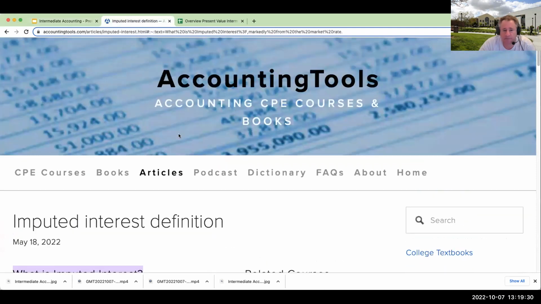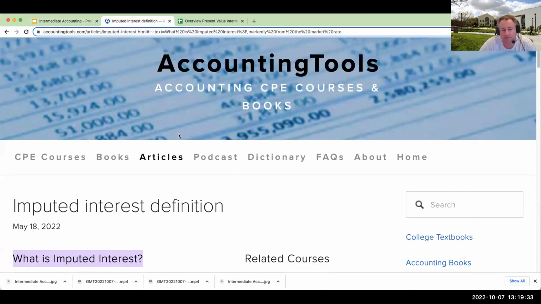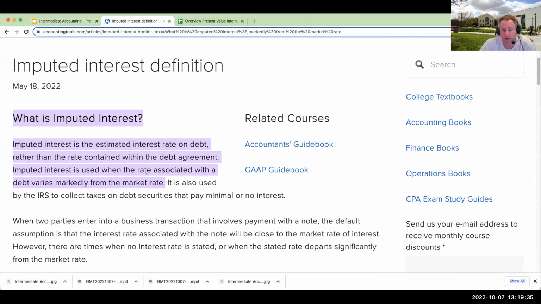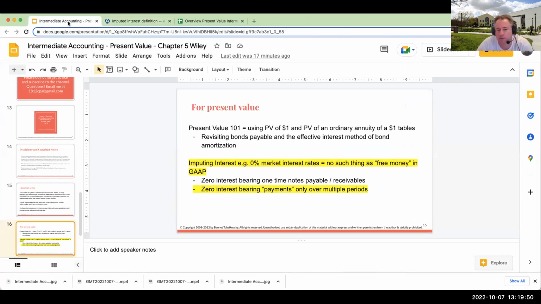essentially this is from Accounting Tools. I've used them before a few times, and they do a great job. What is imputed interest? It's basically the estimated interest rate on debt rather than the rate contained within the debt agreement. So if there's zero interest bearing, we have to go through and impute interest. So that's really what we're going through and doing here.